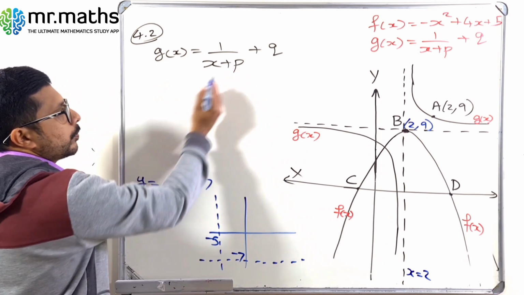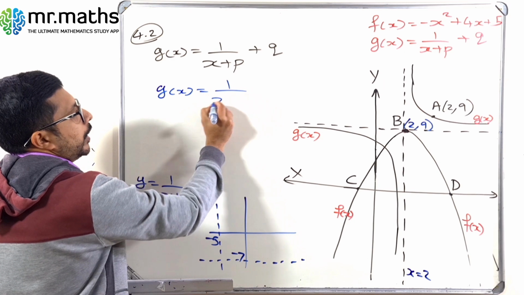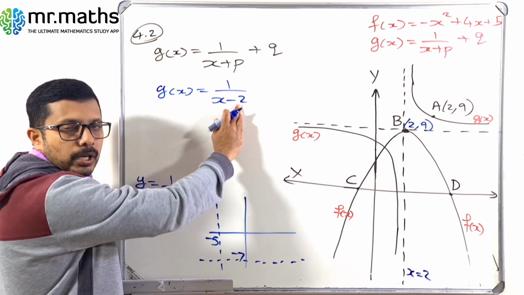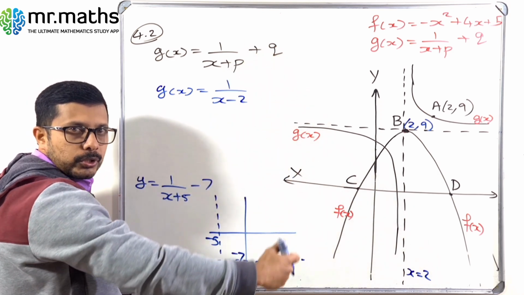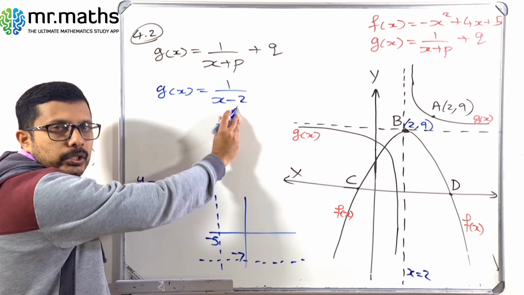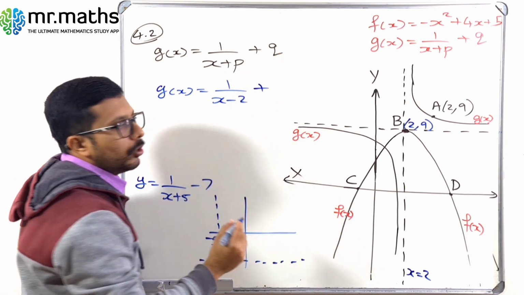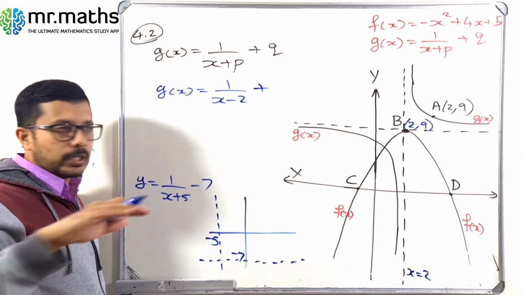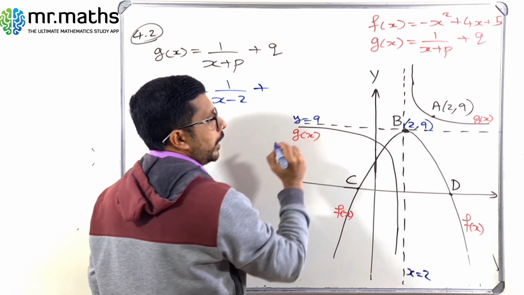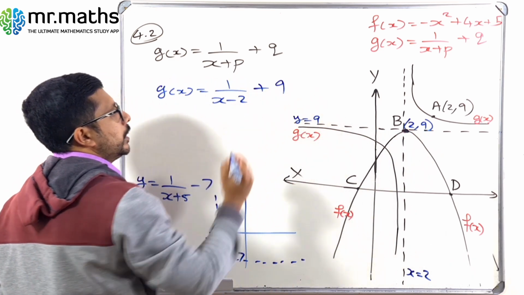So here for the vertical asymptote we got the x value as 2. So what are we supposed to write here? g of x is equal to 1 divided by (x minus 2). If in the graph it is positive 2, in the equation it is negative 2, do you understand? Then plus q. What is the value of q? No change in the sign for the horizontal asymptote. Here what is the horizontal asymptote? y is equal to 9. This point, what is the y value? 9. So this one there is no change.